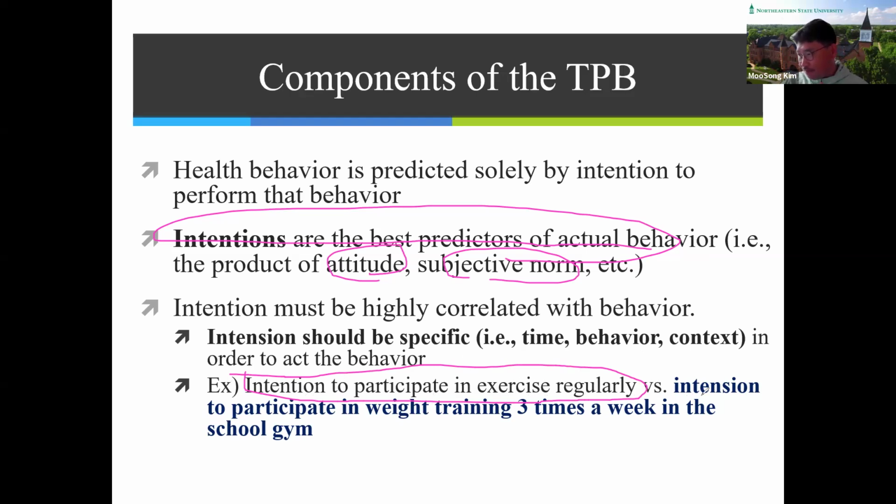But the next statement, intention to participate in weight training three times a week in the school gym. This intention is very specific, right? So this means the more specific the intentions, the more likely they are to predict future behaviors. Intention is the best predictor of actual behavior. In order to predict behavior better, the intention should be more specific. Okay? So let's talk about the three components that affect the intentions in the next slide.